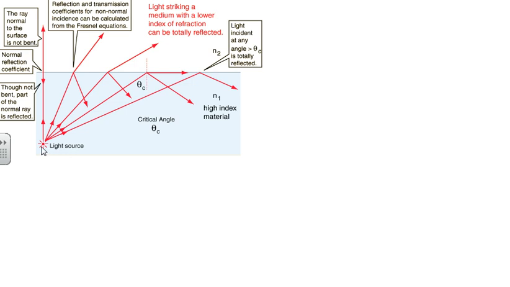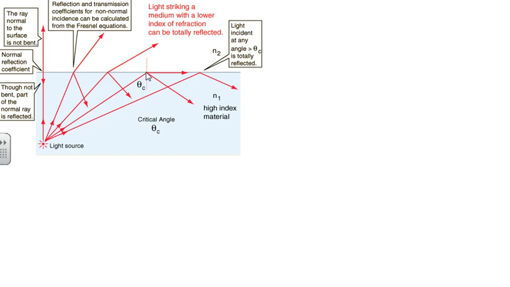So in this diagram you can see here's a light source, so light's going out in all sorts of different directions, and of course if it goes perpendicular to the surface, it's not refracted at all. Okay, it just goes straight through. And if it's at a small angle to the normal, it will be partially reflected and partially refracted. And you can look up the coefficients that this diagram talks about, and that just depends on the materials. But eventually you get to this angle theta c, the critical angle.